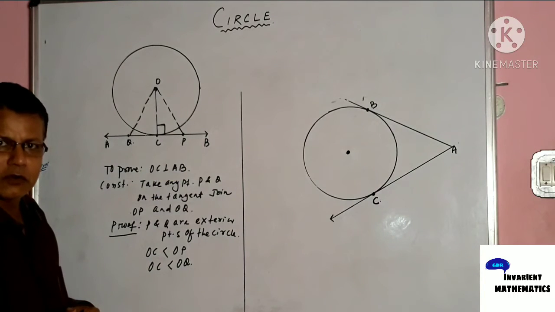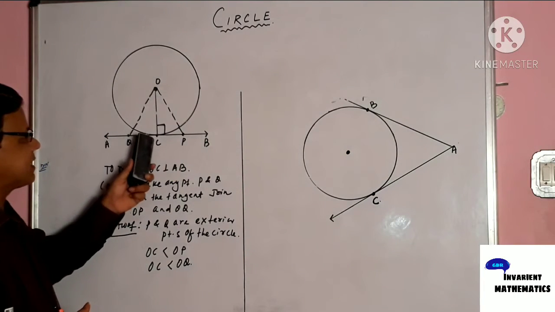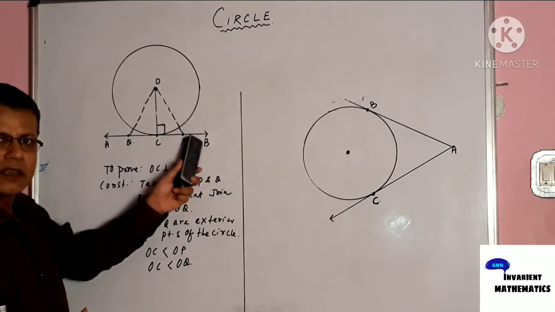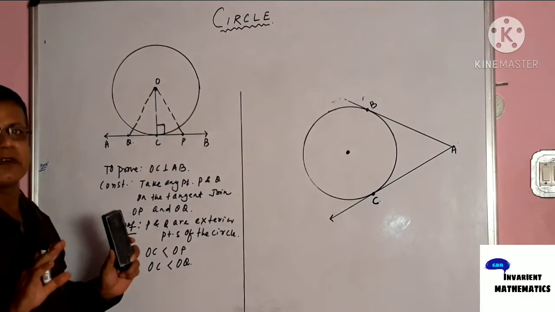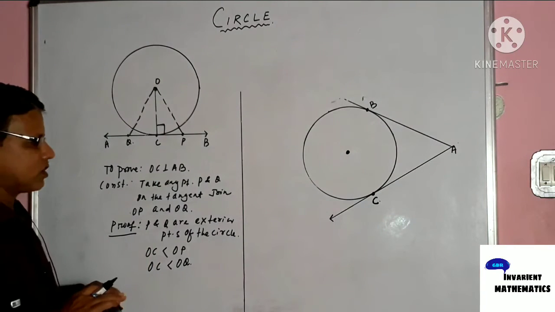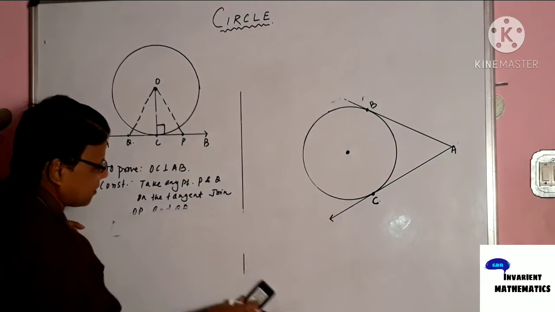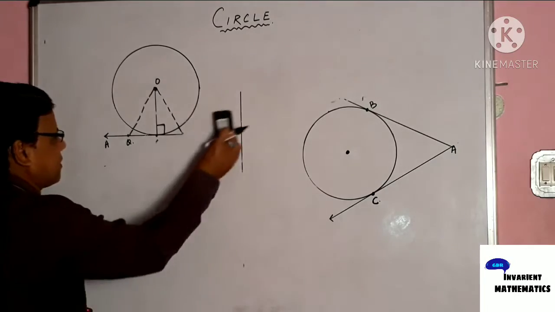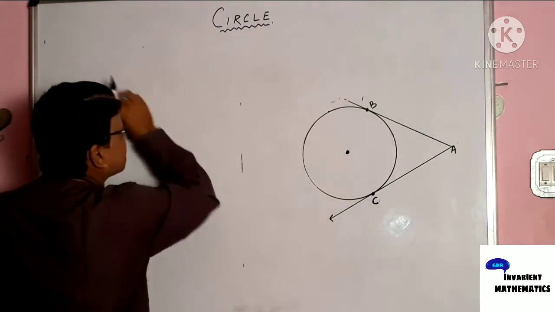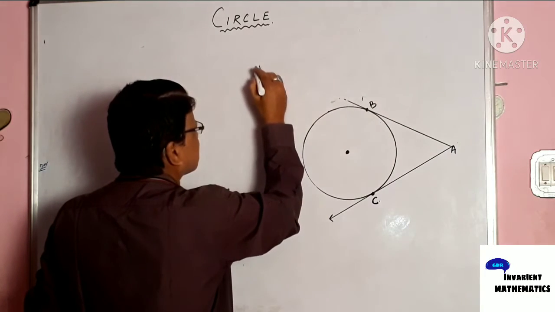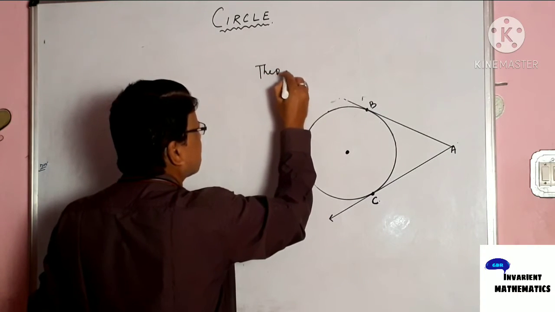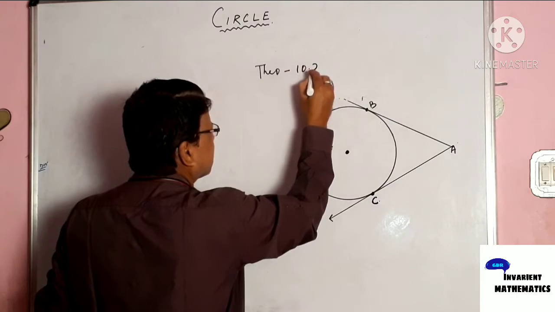So what do we conclude? The tangent at any point on a circle is perpendicular to the radius at the point of contact. This is your theorem 10.1. Now comes theorem 10.2.